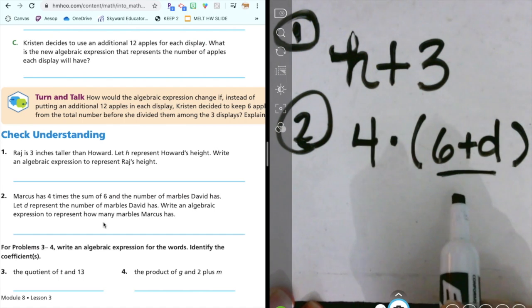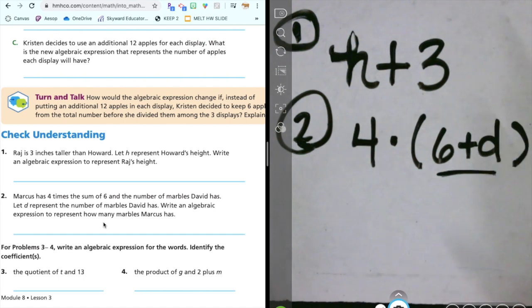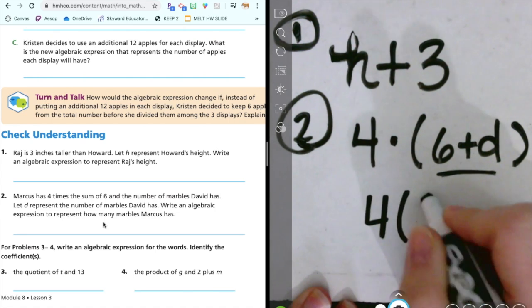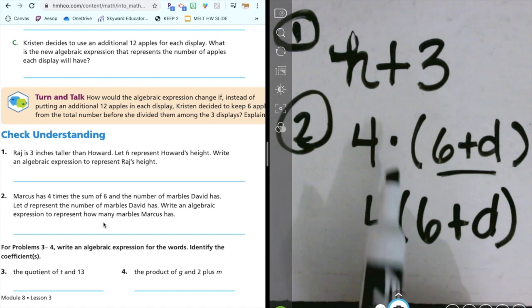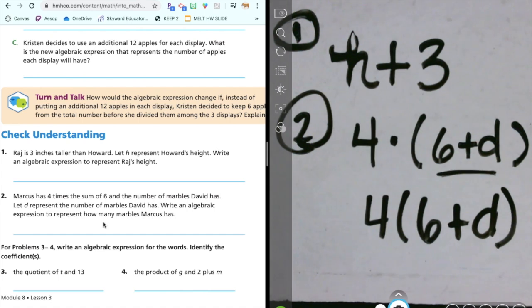So this is completely correct, but a more algebraic way to write it is to actually just say 4 parentheses 6 plus D. So you don't need that multiplication sign. In algebra, if something is touching, then they know that that's multiplication. As long as it's a number and a parenthesis or a number and a variable, we assume that it is multiplication. It is addition, so you could do D plus 6 if you would rather. That doesn't matter. All right, go ahead and try number 3 now.